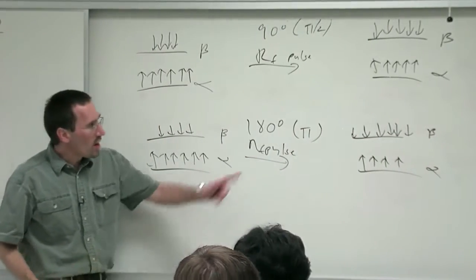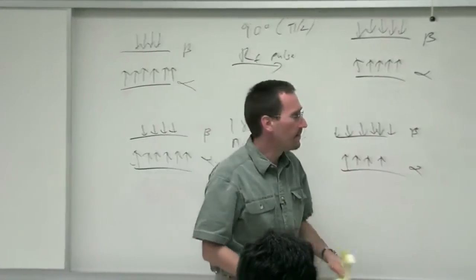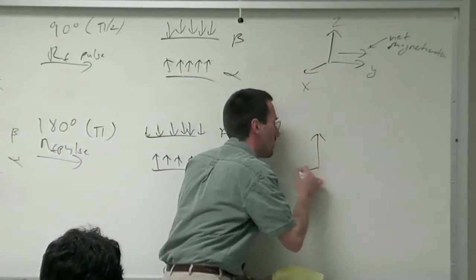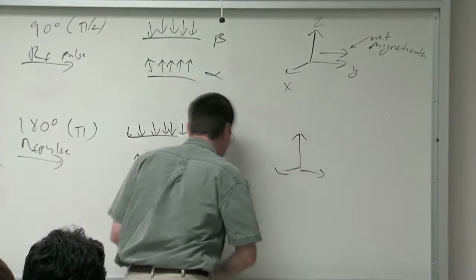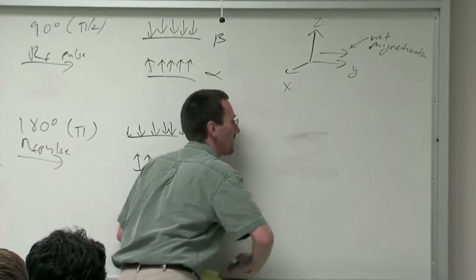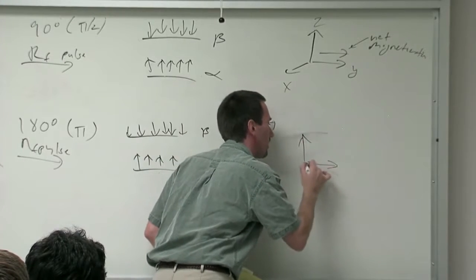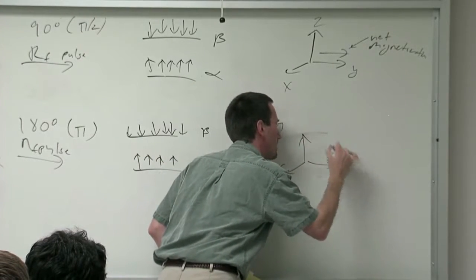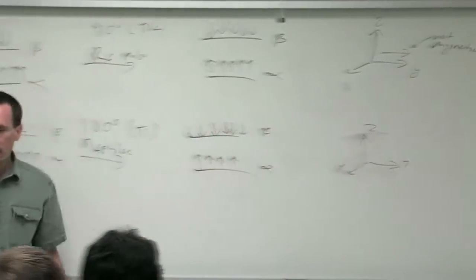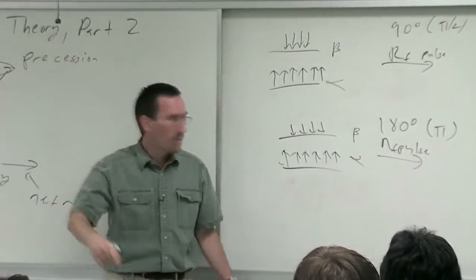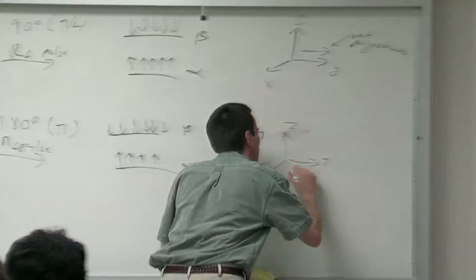In other words, I will represent that by 4 arrows pointing up and 6 arrows pointing down. And if I want to draw that on my diagram, can anyone tell me what I do with my net magnetization on my little XYZ diagram at this point? It's going to point down, exactly.